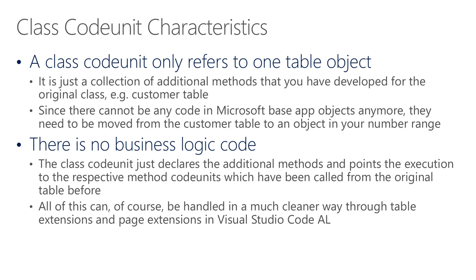The class code unit also does not contain any business logic. It just declares the additional methods and points the execution to the respective method code units, which have been called from the original table before. Needless to say that all of this can be handled in a much cleaner way through table extensions and page extensions in Visual Studio Code AL.